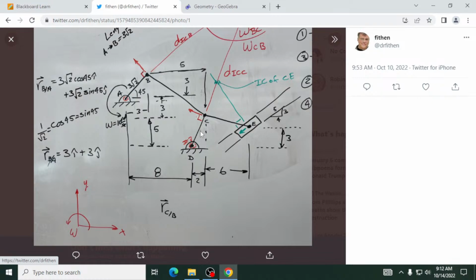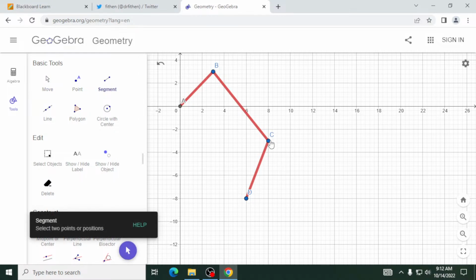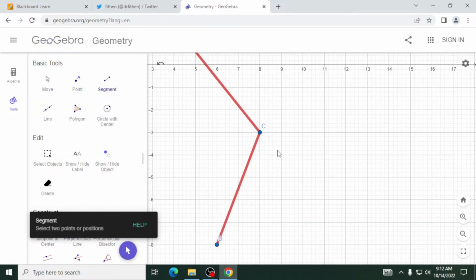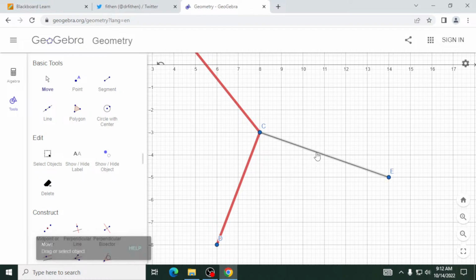Goes down 2, across to the right 6. Okay, so down 2. Let me zoom in on it so I can get my extra. Down. What did we say? Across 6. Okay. 1, 2, 3, 4, 5, 6, and then down 2. All right. And then I'll make that link red.